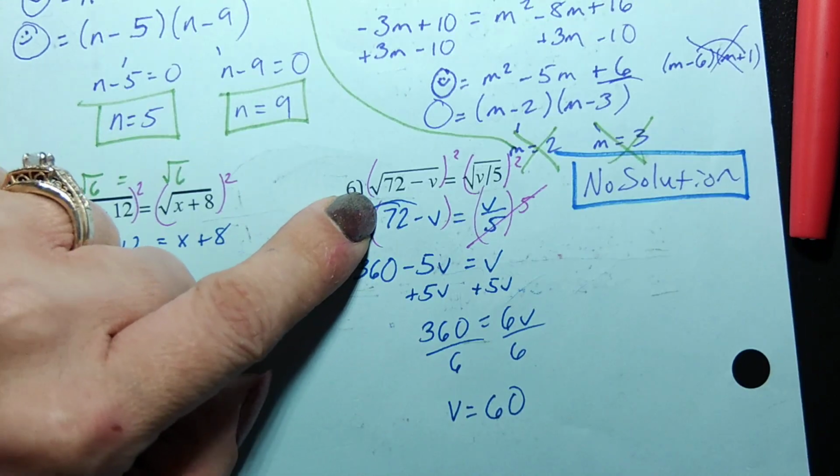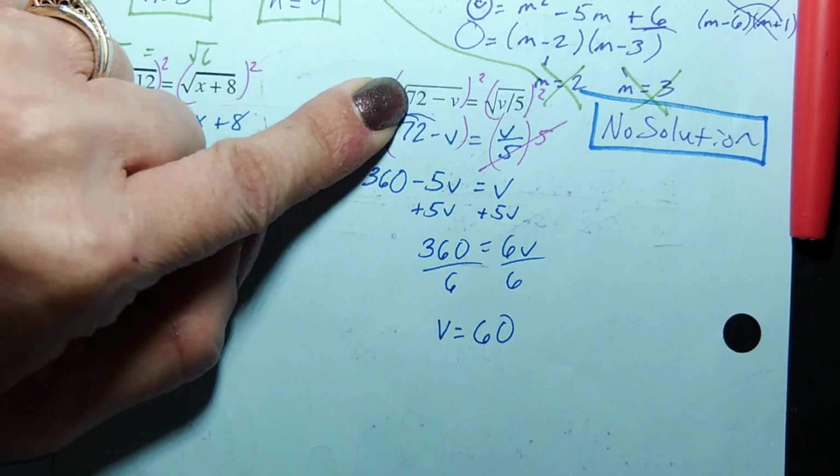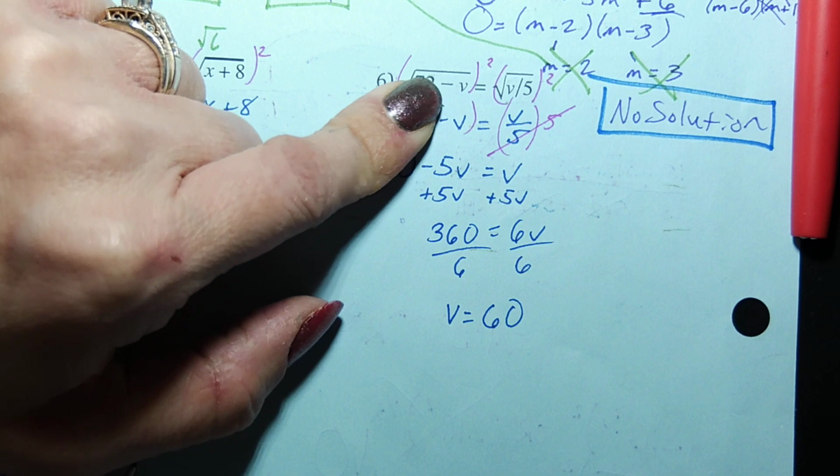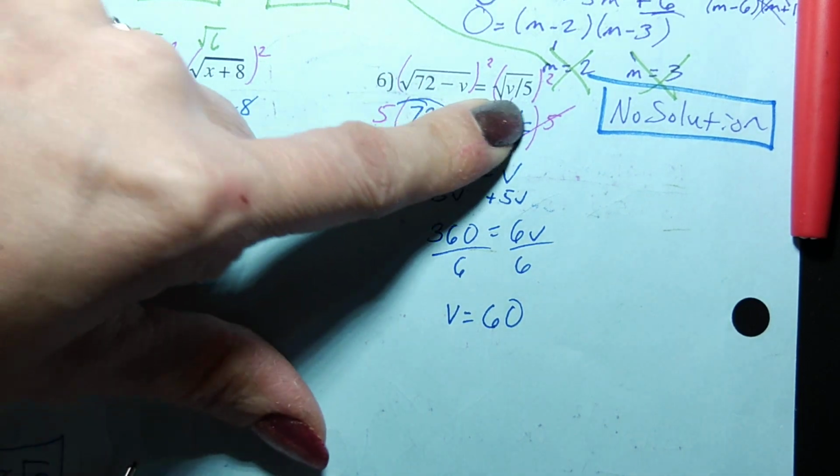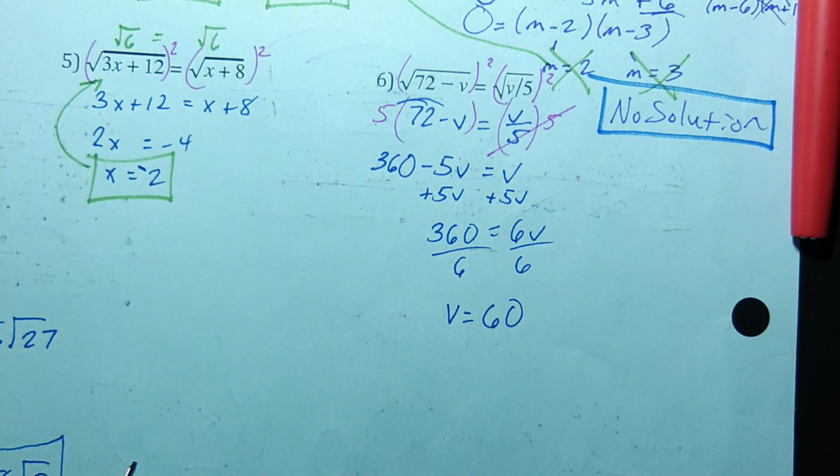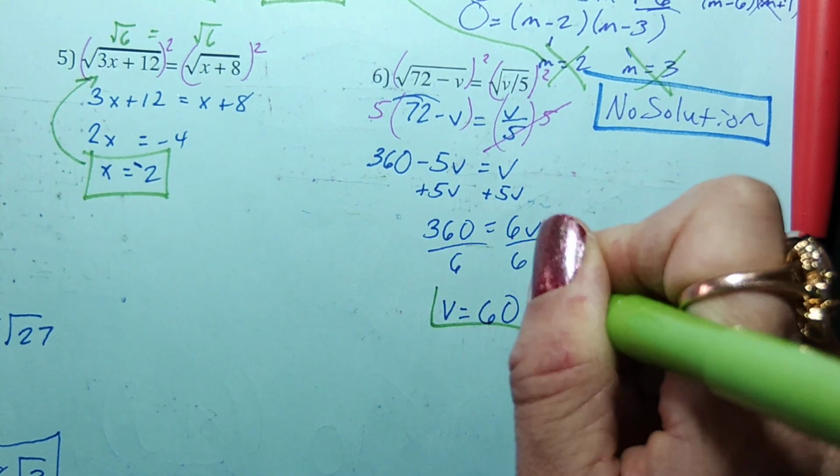So plugging in over on the left to check the validity of our answer. 72 minus 60 is 12. So square root of 12. 60 divided by 5 is 12. So square root of 12. Same thing on both sides.